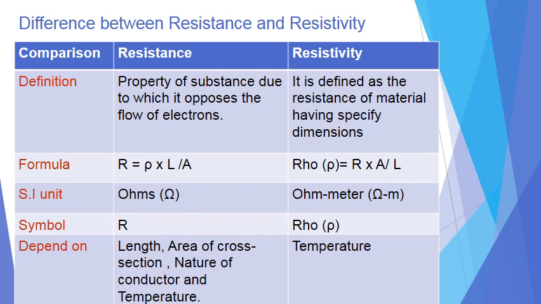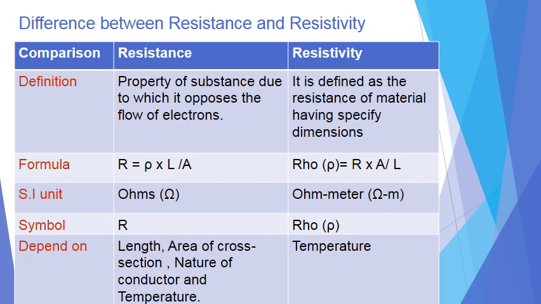Definition of resistance: the property of a substance due to which it opposes the flow of electrons. The definition of resistivity: it is defined as the resistance of a material having specific dimensions. The formula of resistance is R equals rho times L upon A. The resistivity formula is rho equals R times A upon L.